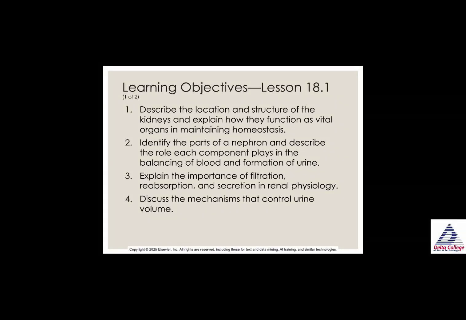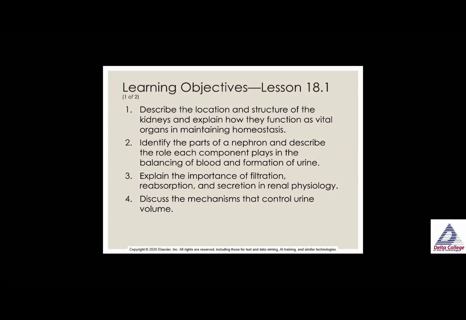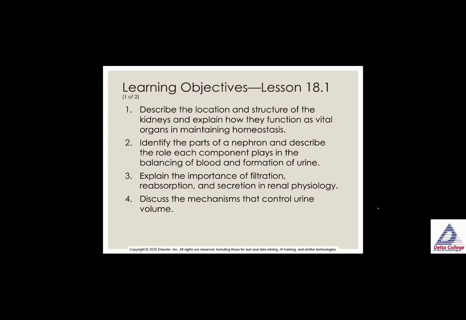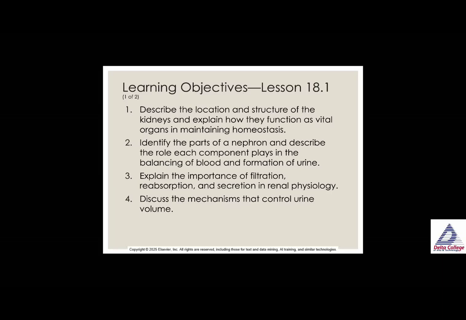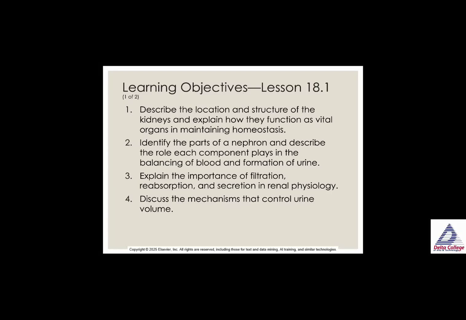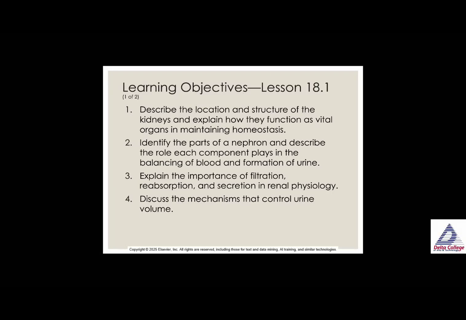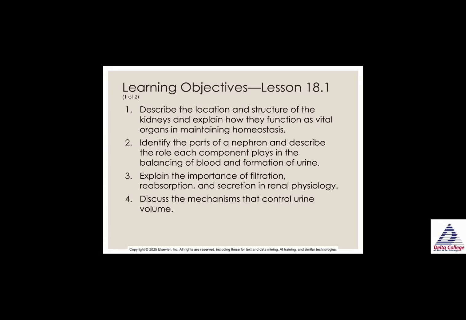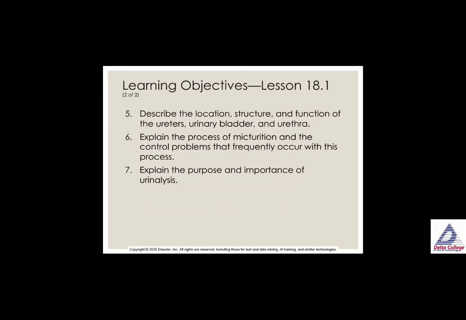Objectives are to describe the location and structure of the kidneys and explain how they function as vital organs in maintaining homeostasis. Identify the parts of a nephron and describe the role each component plays in the balancing of blood and the formation of urine. Explain the importance of filtration, reabsorption, and secretion in renal physiology. Discuss the mechanisms that control urine volume.